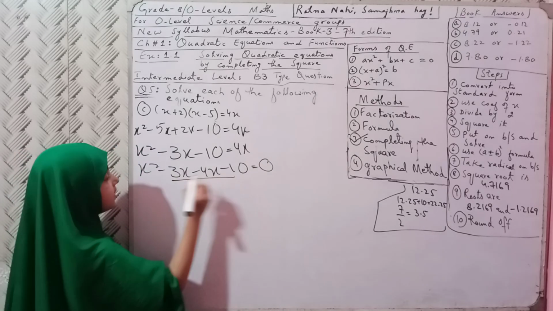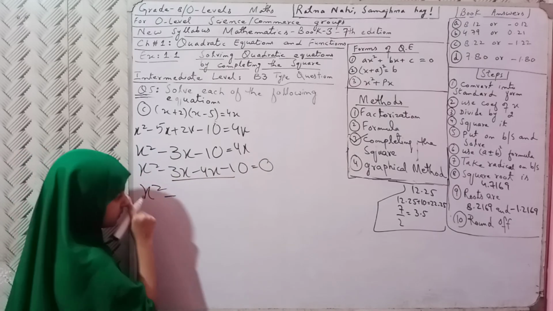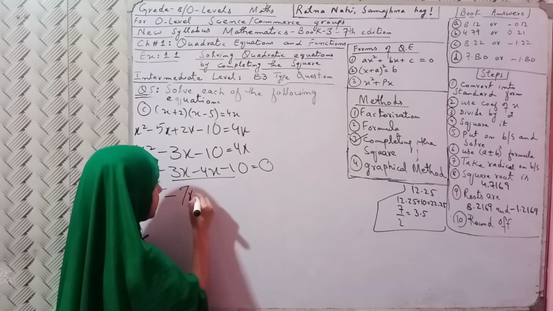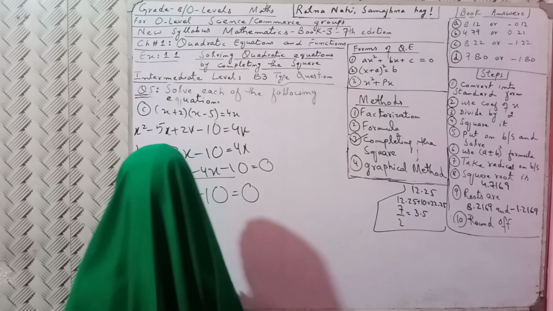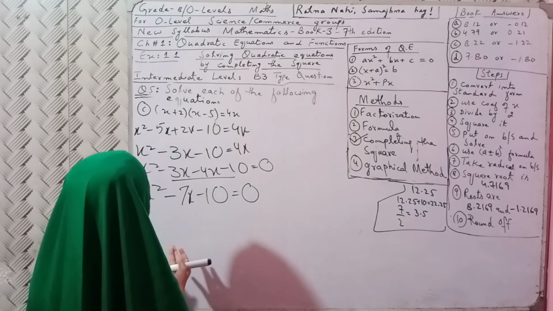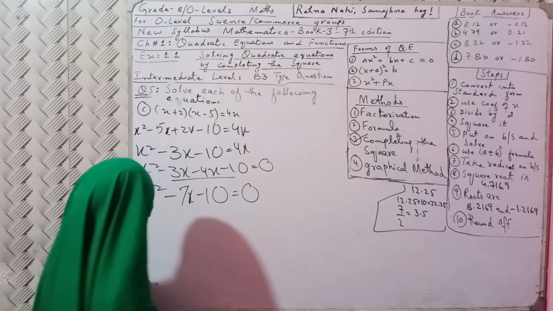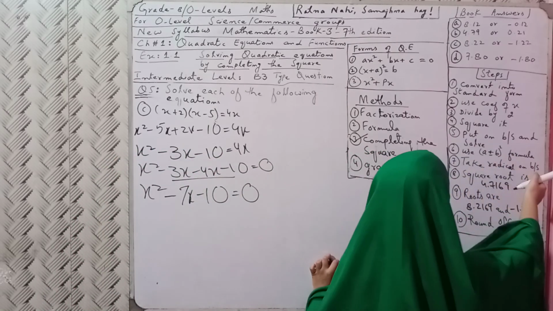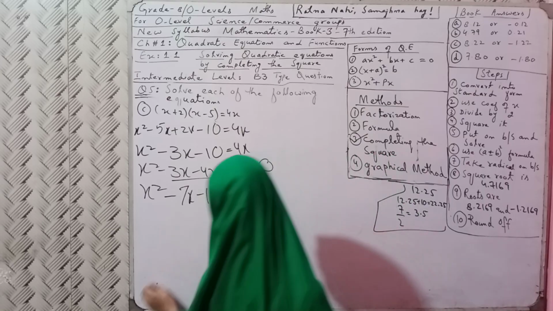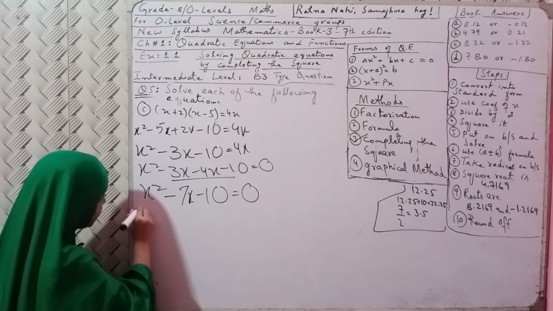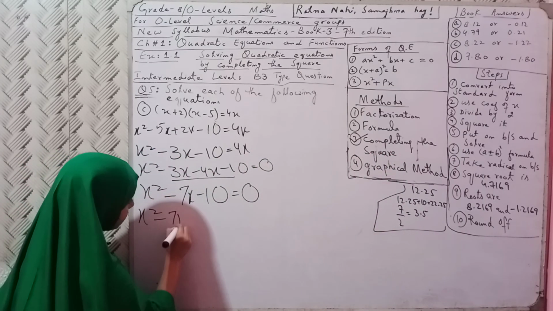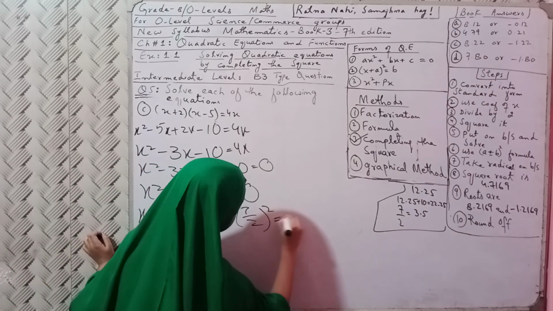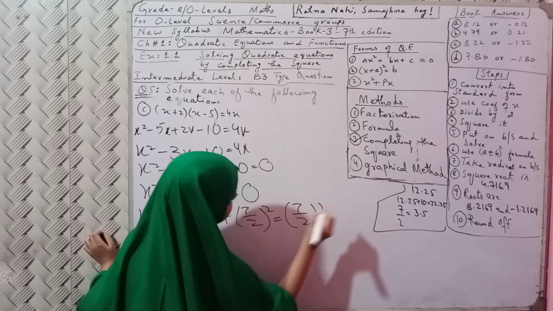Then x square minus 7x minus 10 is equal to 0. Now use coefficient of x, divide by 2, square it, put on both sides and solve. So here will come x square minus 7x minus 10 plus (7 upon 2) whole square is equal to (7 upon 2) whole square.